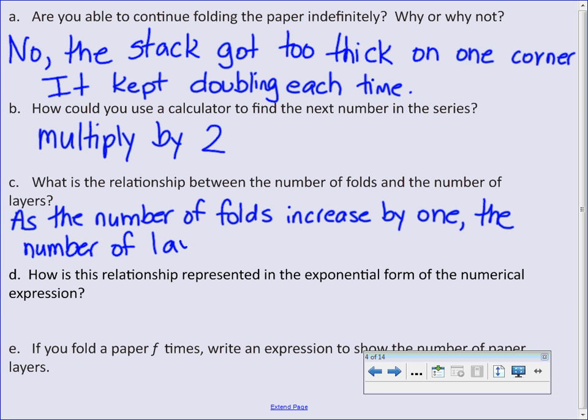So what happened to the number of layers? As the number of folds increased by 1, I folded it once. What happened to my layers? What happened to the layers, Naomi? They doubled.